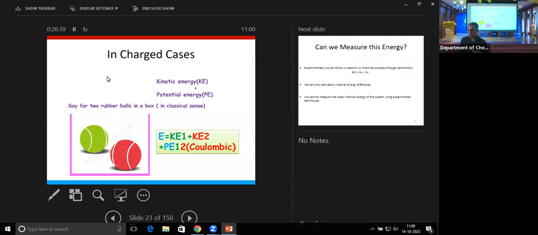So now, if it is charged, then you have the potential energy, which will be Coulombic, Q1 Q2 by R. Right? Okay. So what do you have? We have the kinetic energy of the first ball, the kinetic energy of the second ball, plus, I'm talking about something which you learned in 7th class or 8th class.